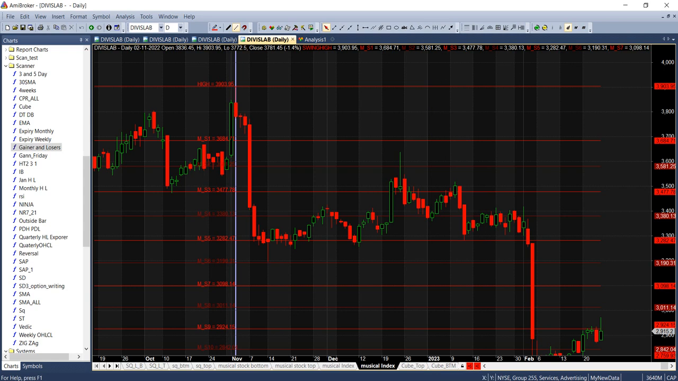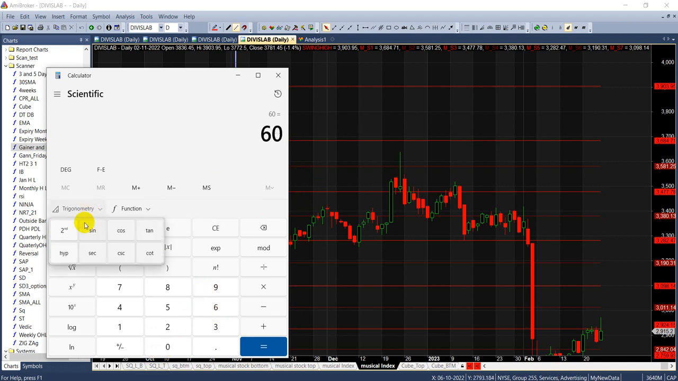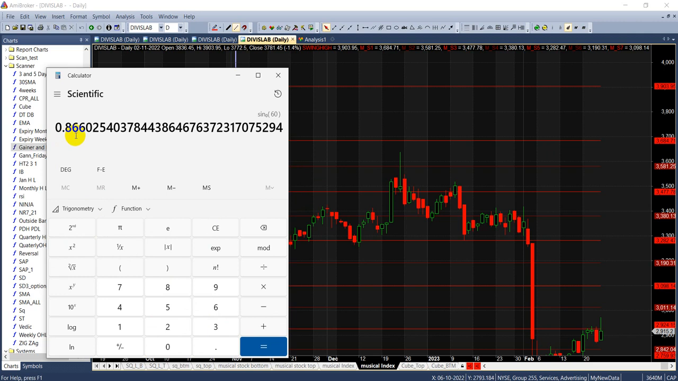So today we are using the concept of sine. In trigonometry we have sine, cosine, tan, and all these can be used, but for today I'll give you an example of sine. Sine 60 degrees is a very, very important angle. First you type 60 and calculate the sine value of 60, which comes to 0.866. Now this is a very, very important number.